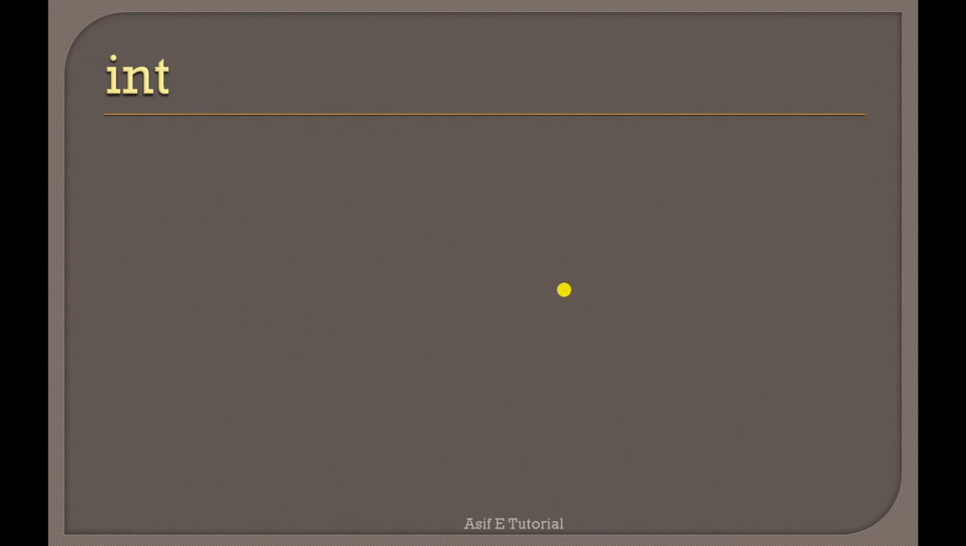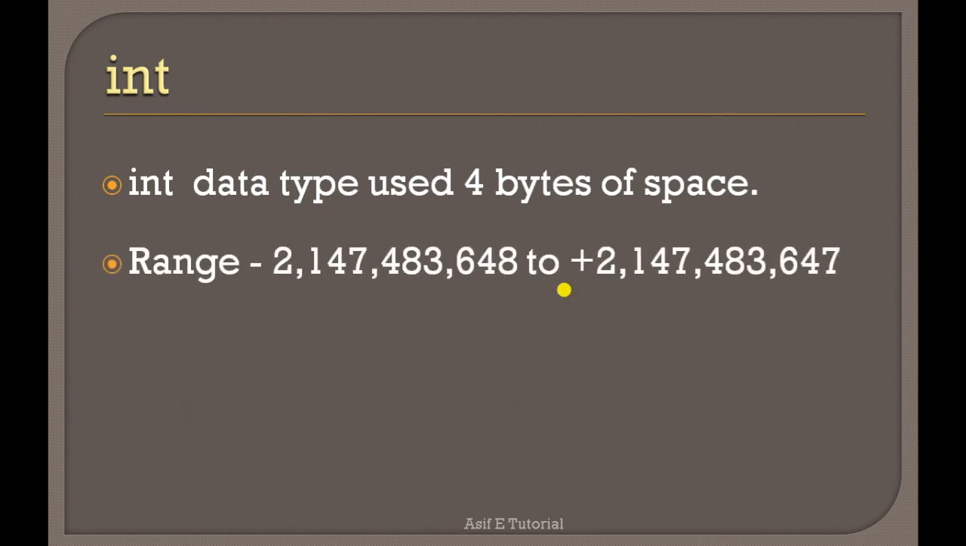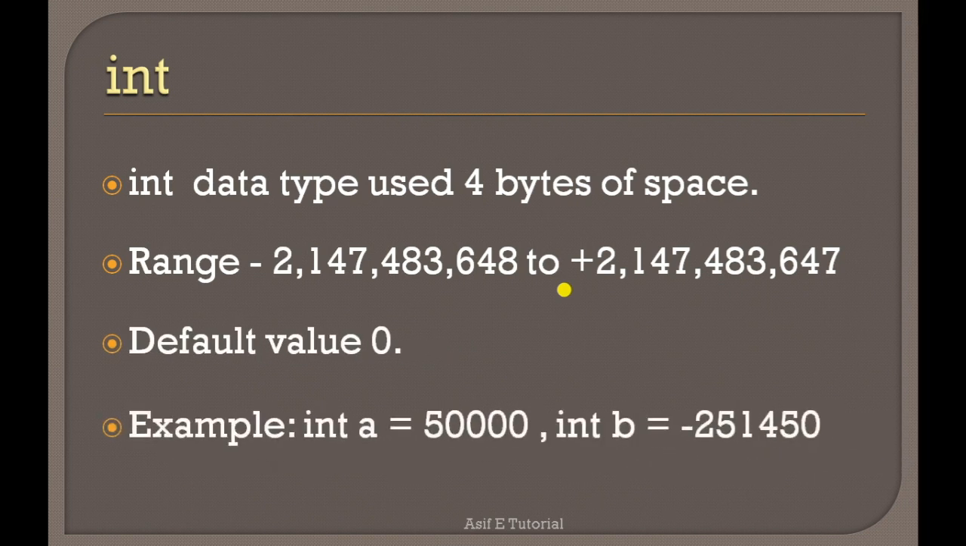Next data type is int. It uses 4 bytes of space, and the range you can see -2 billion to +2 billion. Within this range we can store the value. Default value is 0, and this is the example how you can use the int data type.